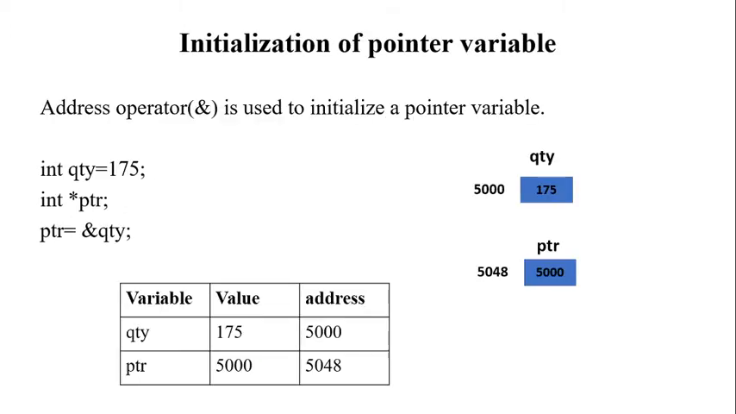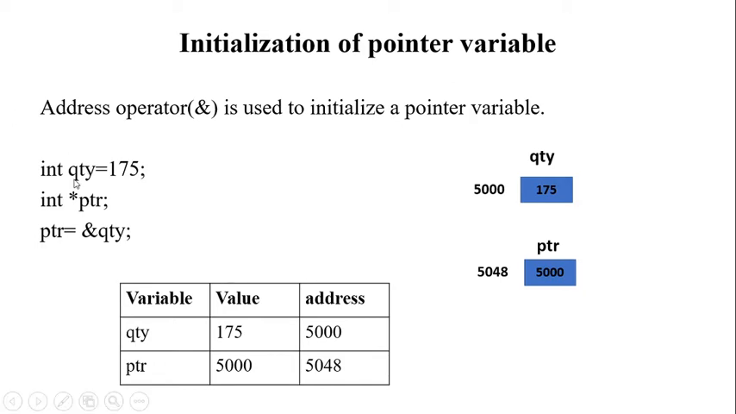Next is initialization of pointer variable. How can we initialize a pointer variable? That means how can we store data inside the pointer variable. The address operator ampersand is used to initialize a pointer variable. This symbol is known as the ampersand sign and it indicates the address of a particular variable.